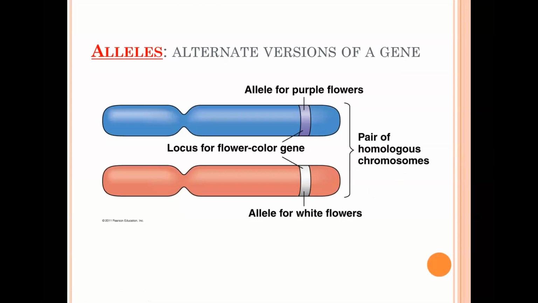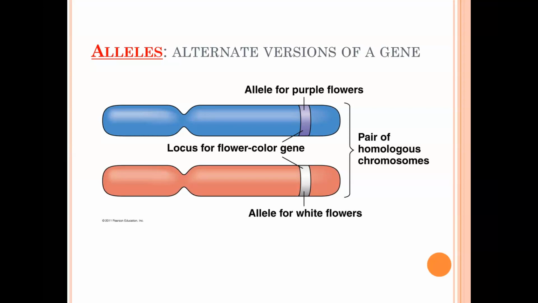Okay, an allele. So what you're seeing here are two chromosomes. All right, these are two chromosomes. Blue means it's the paternal, came from dad, it's the paternal one. Red means it came from mom, it's the maternal one. And what you see is something called an allele. Alleles are alternate versions of a gene.